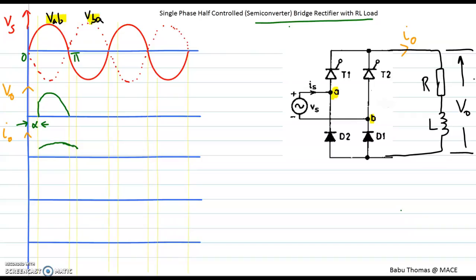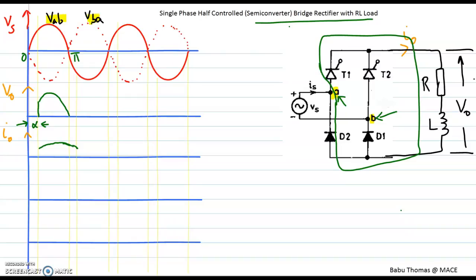Now, when the source voltage is passing after the angle pi, the point B is becoming more positive when compared to the point A. And therefore, the diode D2 gets forward biased through the diode D1. And therefore, now the conduction of current is from T1, RL, D2. So now it is acting like a freewheeling path for the current to flow.